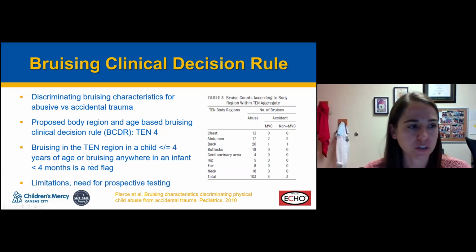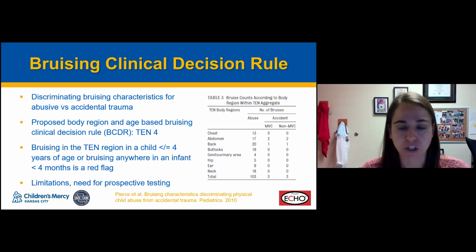So in table 3, which is from their study that I've included here, this shows bruising in what they defined as the 10 aggregate region, with 10 standing for torso, ear, and neck. And they're comparing the number of bruises in these 10 body regions to the abuse versus the accidental injuries. It's important to note that for torso, they actually included chest, abdomen, back, buttocks, genital area, and hip. And then you've got ear and neck. And so you can see the total number of bruises in these areas for abused kids was quite a bit higher, whereas the kids with accidental trauma either had none in these areas or very few.